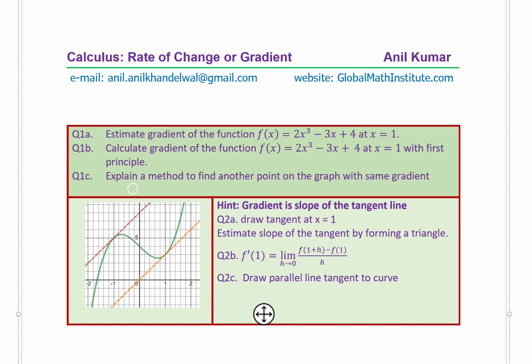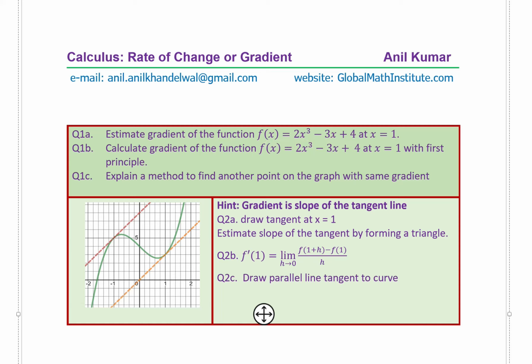Question number 1c is explain a method to find another point on the graph with the same gradient. Correct? Now the method is shown here on the graph. I'd like you to pause and understand what could be the method to find another point on the graph with the same gradient.